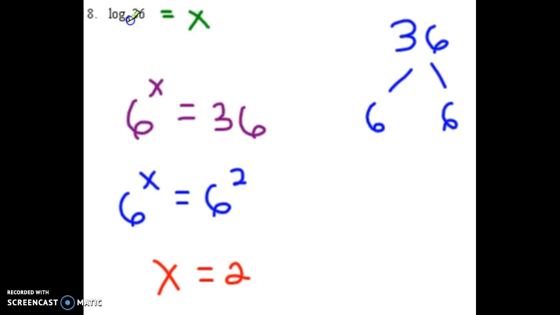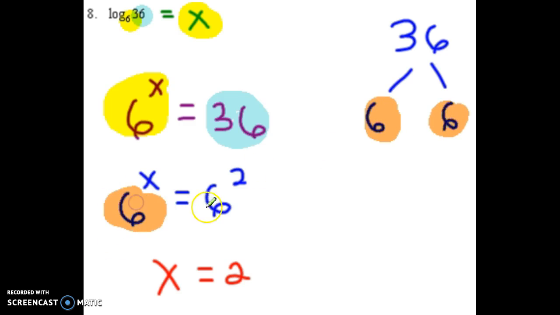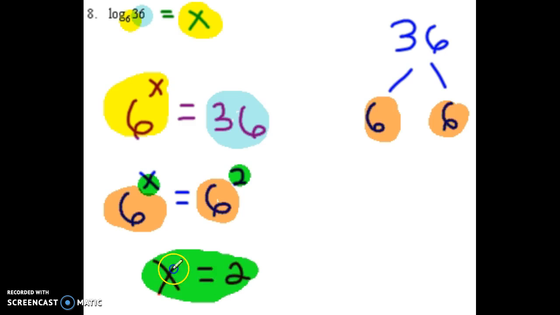On number 8, I have 6 to the x power equals the value of 36. So I factor 36, gives me 6 and 6, which happens to be the first base. So I have 6 squared, and I notice x squared. When I plug that in to see if it's correct, it is correct.